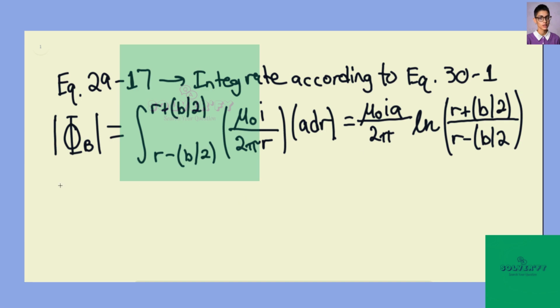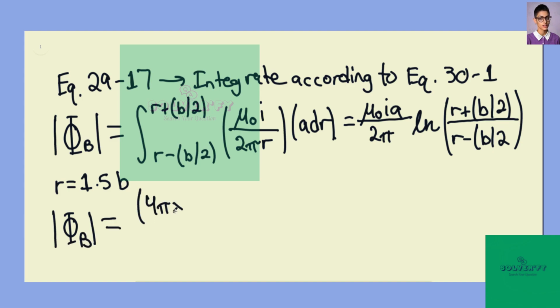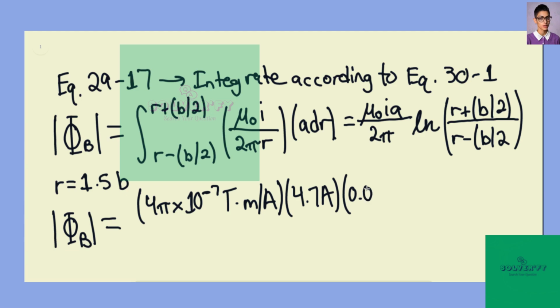And so we know that here r is going to be equal to 1.5 b. Therefore, the absolute value of the magnetic flux is going to be equal to 4 pi times 10 to the negative 7th. The units for the magnetic permeability in a vacuum are Tesla meters per ampere. This is going to be multiplied by 4.7 amperes, the current, multiplied by 0.022 meters times the natural log of 2, and this will all be divided by 2 pi.